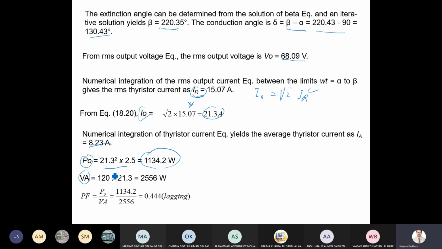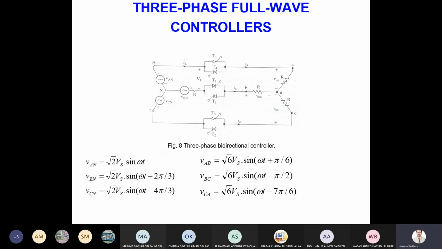Input power, volt ampere of the input. Vs is given in the question. Usually we assume Is equal to Io. Okay. Then the input power is this. Now divide them, and you get the power factor. Now this is for the single phase AC voltage controller.